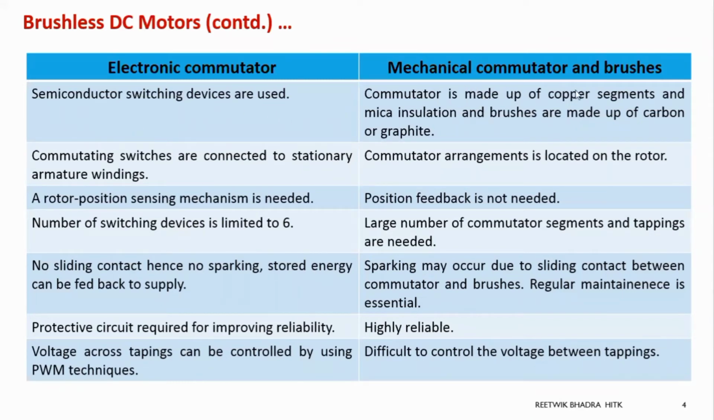Next, what is happening in the mechanical commutator and brushes? You know how the mechanical commutator and brushes are made up? The commutator is made up of copper segments, and the brushes are made up of carbon or graphite. Now, how is this connected? In the electronic commutator, the commutating switches are connected to the stationary armature wire, because switches can't rotate, right? And here the armature is not rotating. But the commutator arrangement is located on the rotor, which is the rotating part, correct?